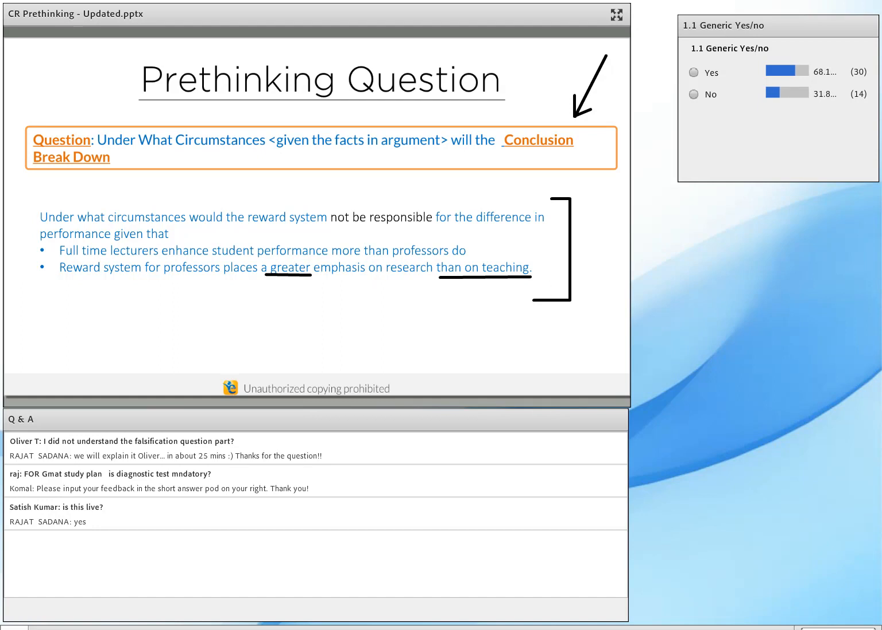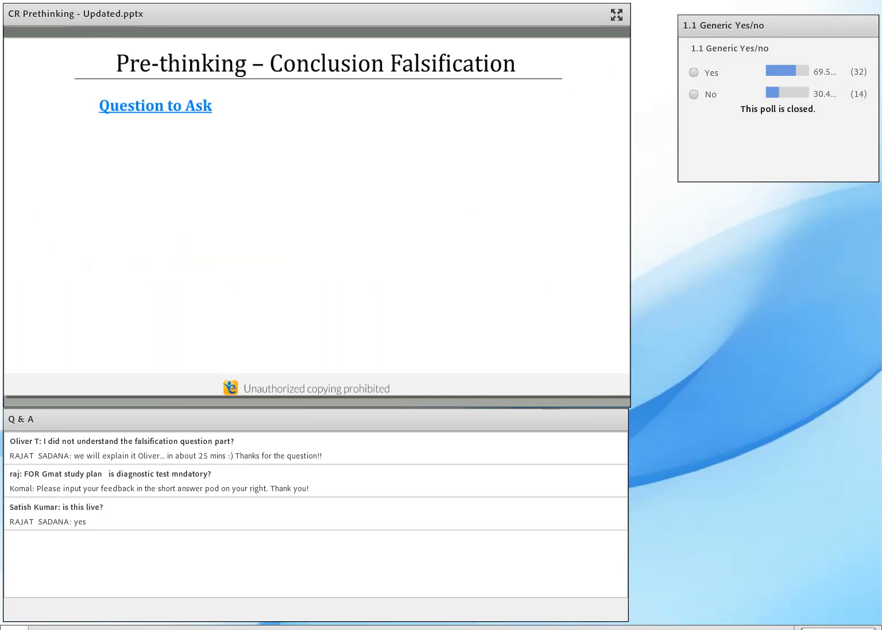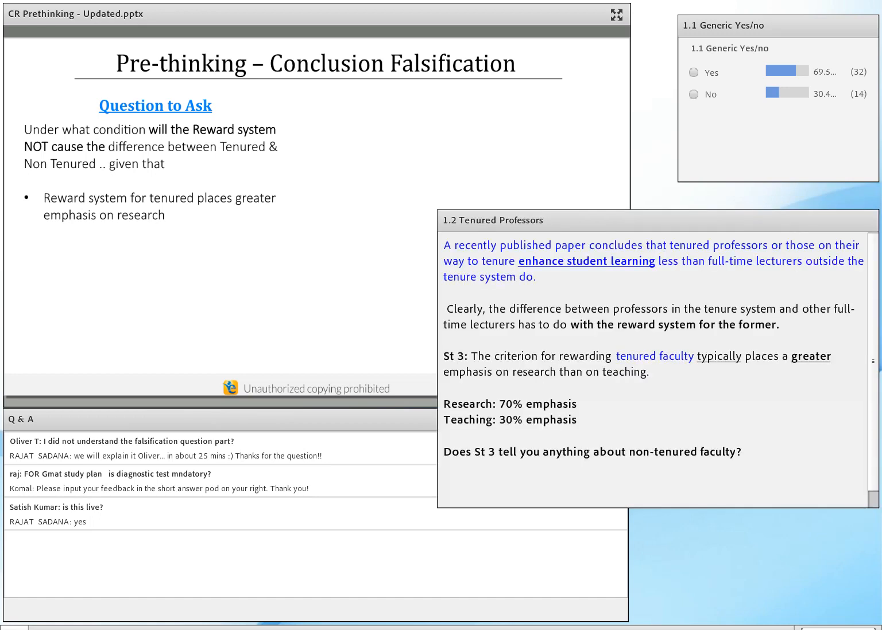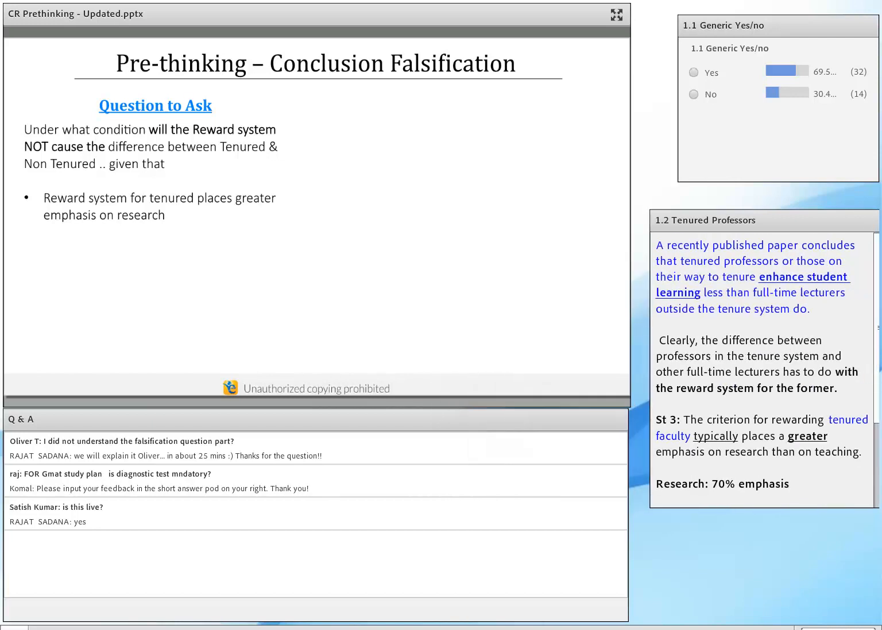So read this over here, or rather, wait for a few more seconds and let's implement this. Okay, so the question to ask is, under what condition will the reward system not cause a difference in performance between tenured and non-tenured? And why are we focusing on the reward system? Because let's get my argument. The author is blaming the reward system for the difference.